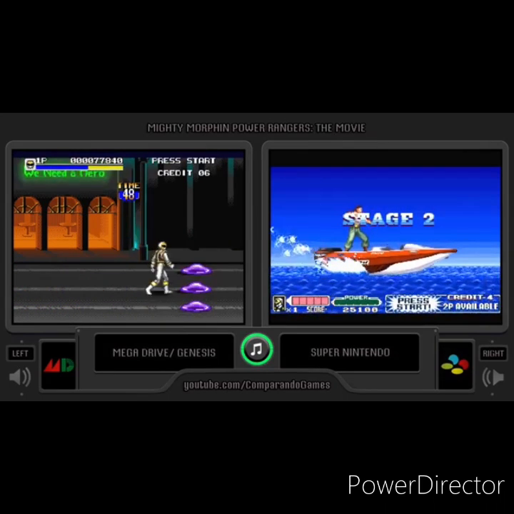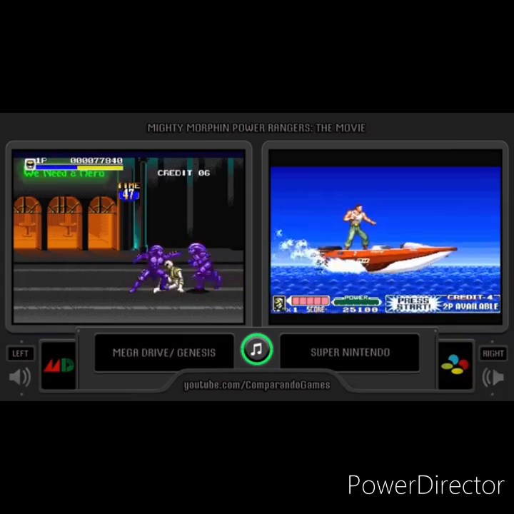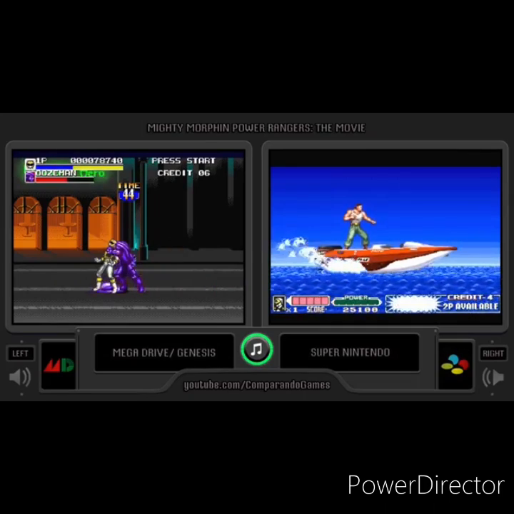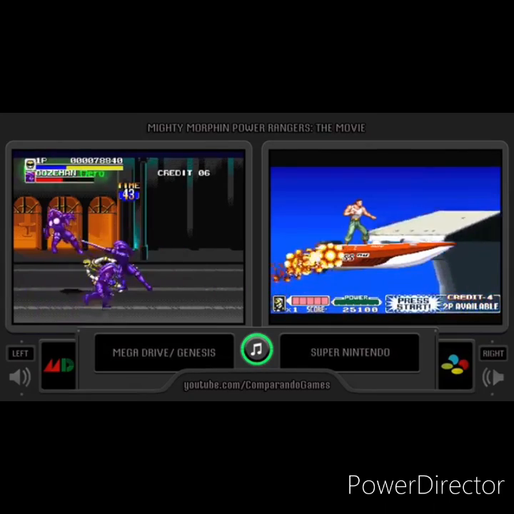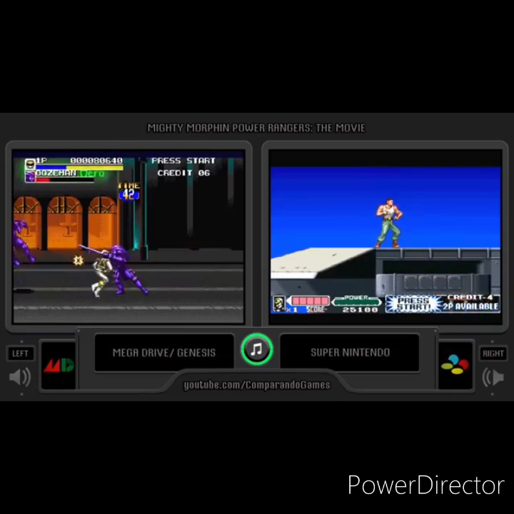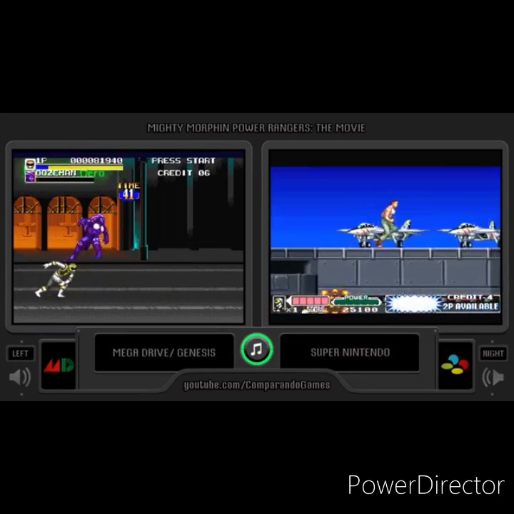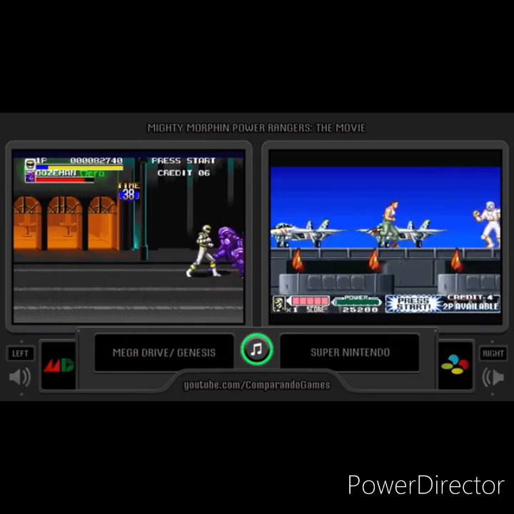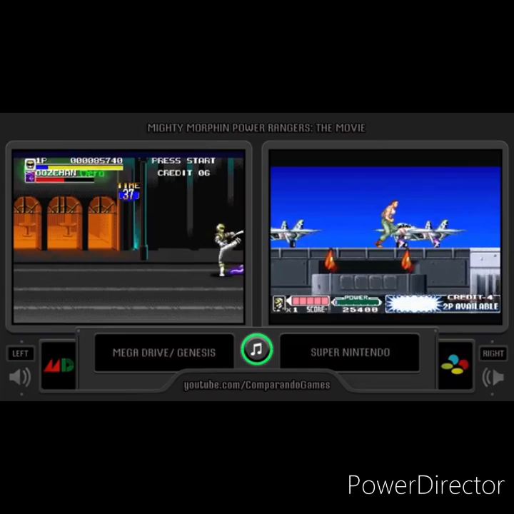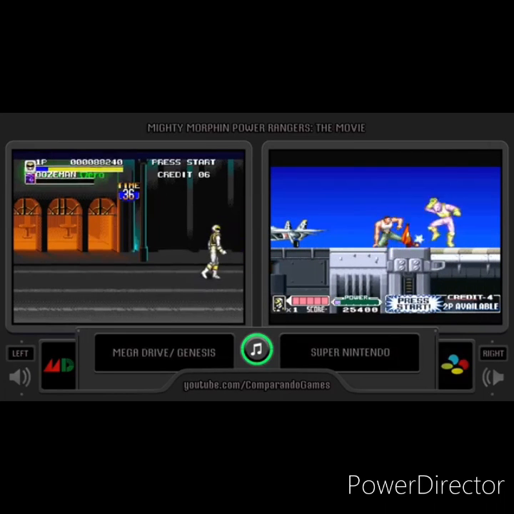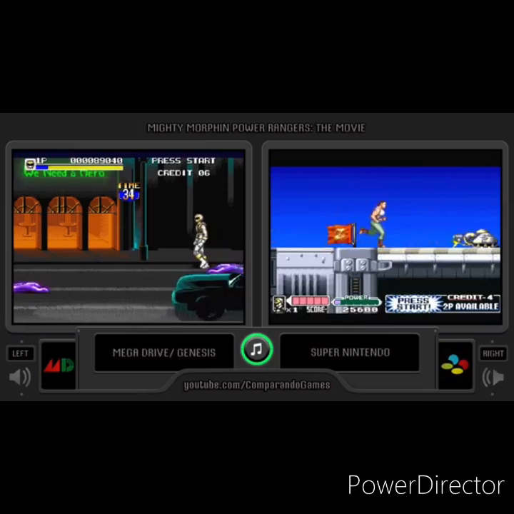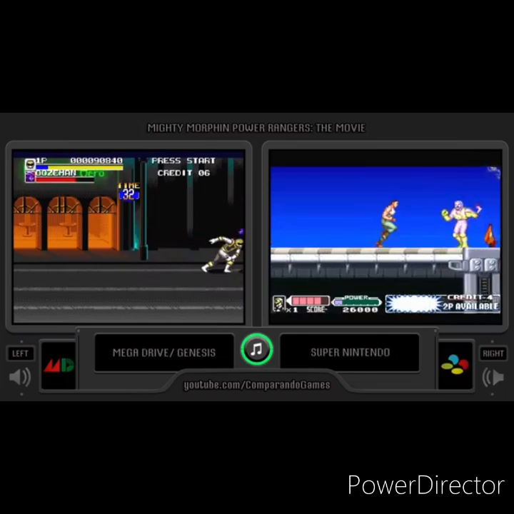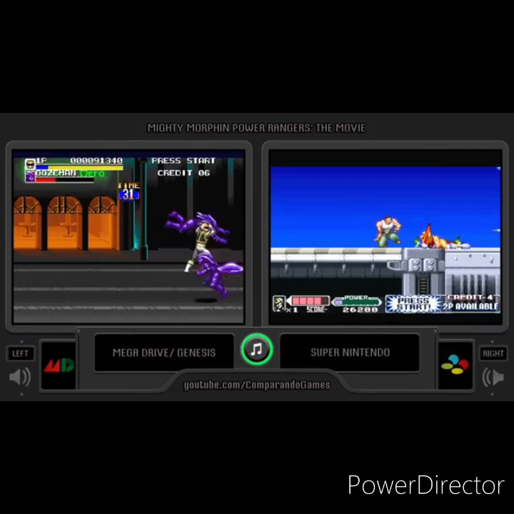So now on the second level, Tommy has been picked, and I don't remember seeing a boat throughout the movie. As a matter of fact, I don't remember seeing an aircraft carrier. And you're still fighting the Putty Patrol. But then again, the game was called Power Rangers, the movie featuring Ivan Ooze.